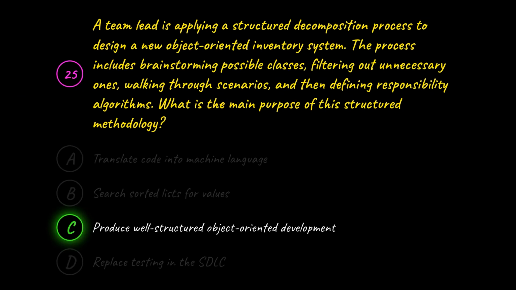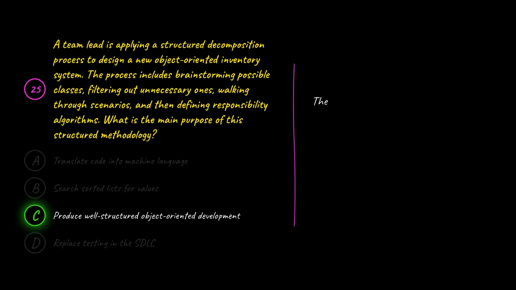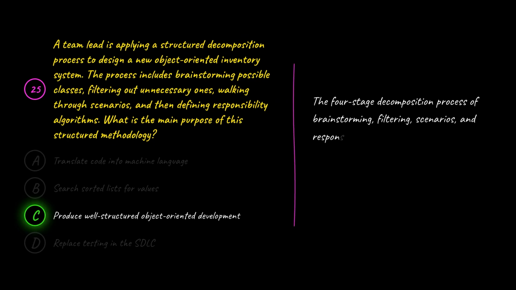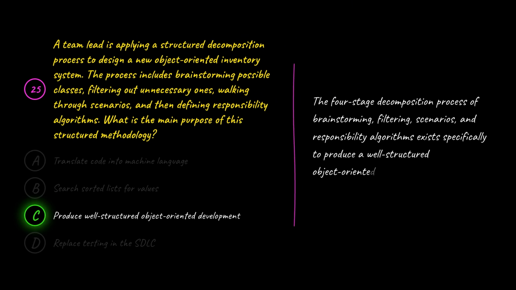The correct answer is C. Produce well-structured object-oriented development. C is correct because the four-stage decomposition process of brainstorming, filtering, scenarios, and responsibility algorithms exists specifically to produce a well-structured, object-oriented development process. It ensures classes and their responsibilities are thoughtfully identified before coding.